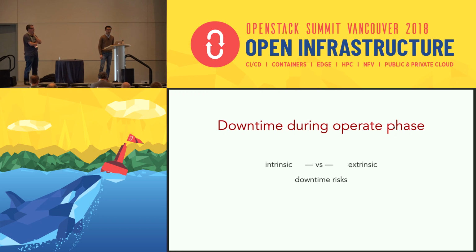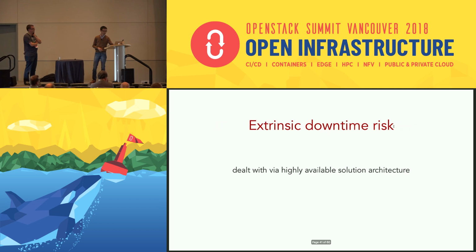So you can then take downtime risks and split them into two parts: intrinsic risk and extrinsic risk. Here, I would really want to focus on extrinsic risk. Intrinsic risk is another long topic. So extrinsic risk downtime, you can deal with it with a traditional HA solution architecture.